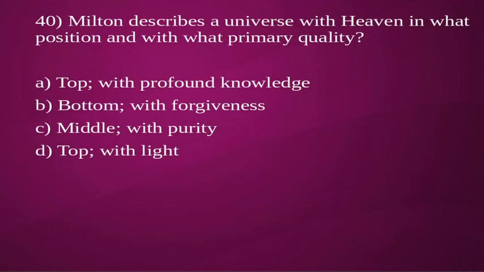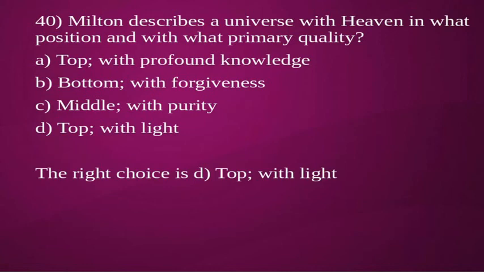Question number 40 is, Milton describes a universe with heaven in what position and with what primary quality? Option A, top, with profound knowledge. Option B, bottom, with forgiveness. Option C, middle, with purity. And option D, top, with light. The right choice is D, top, with light.